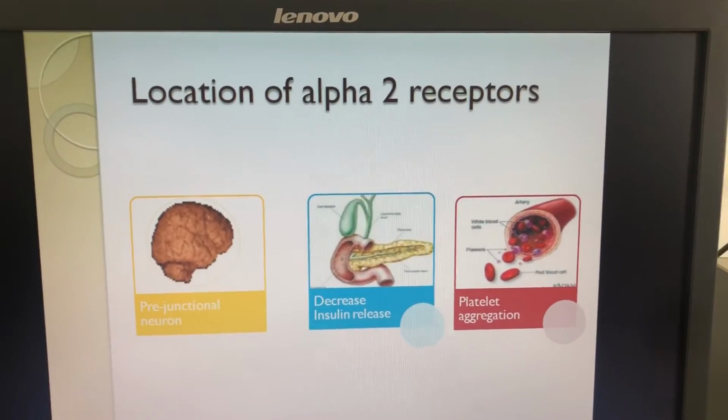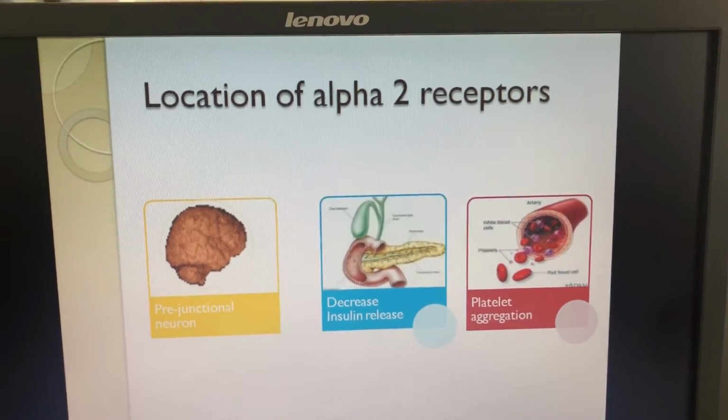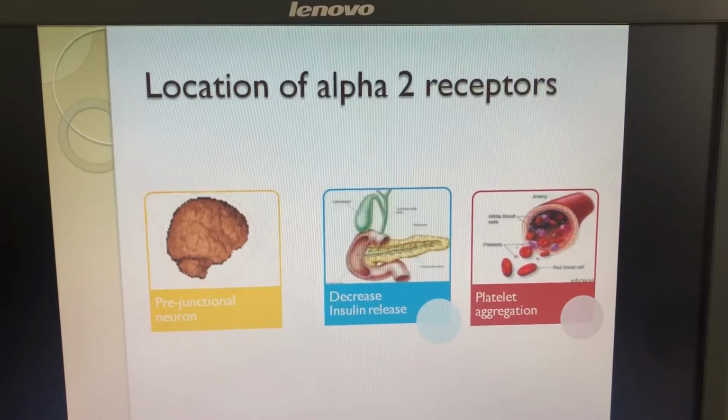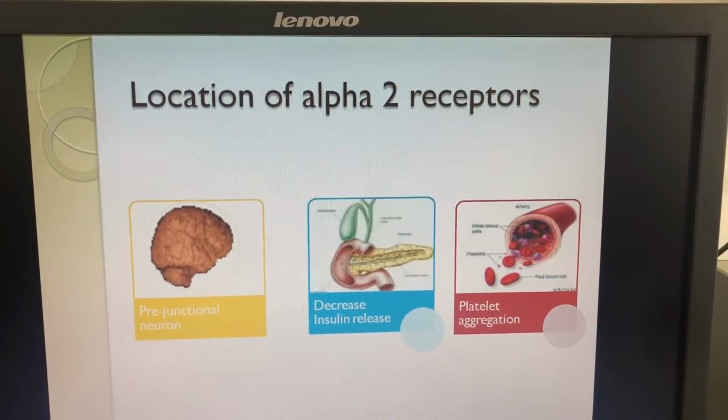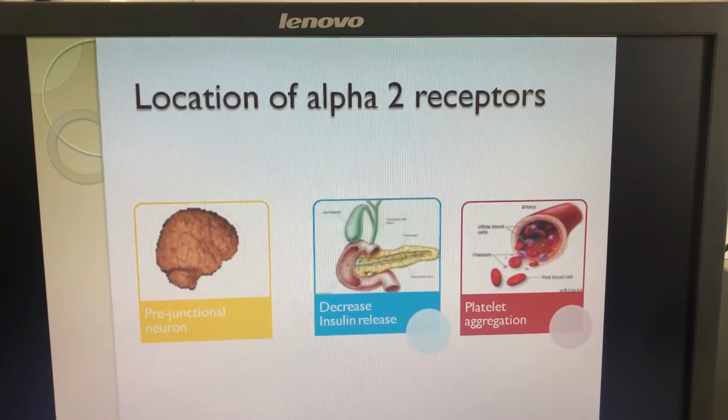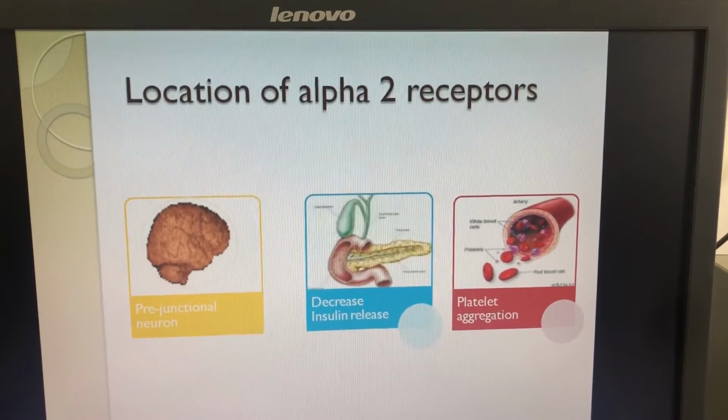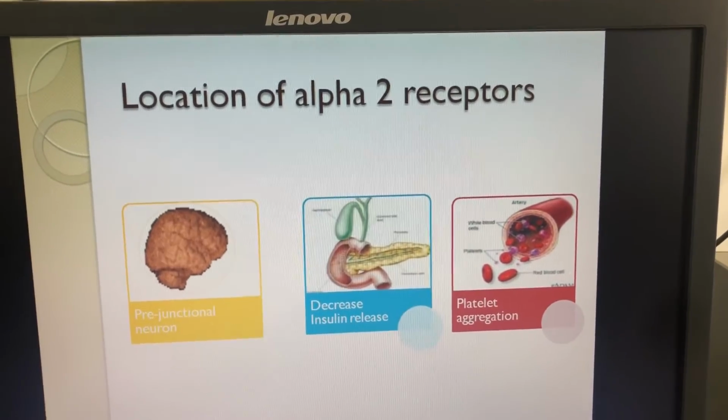The alpha 2 receptors are present prejunctionally on the neurons. They are also present in the pancreas, where they cause decreased release of insulin, and they are also responsible for platelet aggregation.